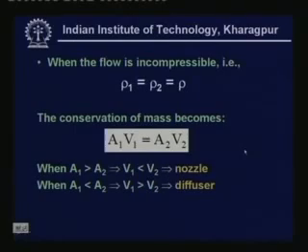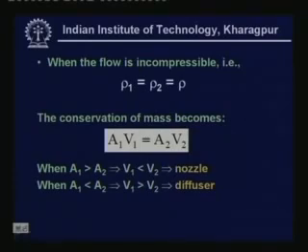So, for steady incompressible flow in a one dimensional situation, we get the conservation of mass equation as A1 V1 equals A2 V2. Now, when A1 is greater than A2, then the velocity V1 should be less than V2. That means the velocity increases in the direction of flow as the cross sectional area reduces in the direction of flow. This is what is known as a nozzle.